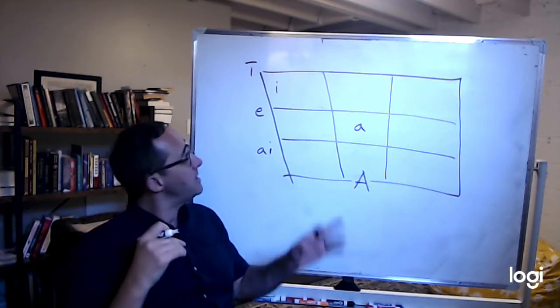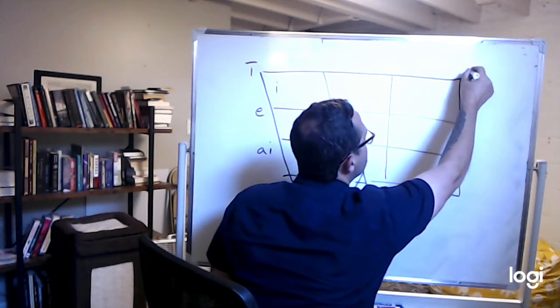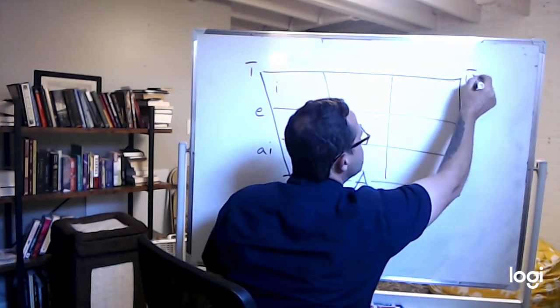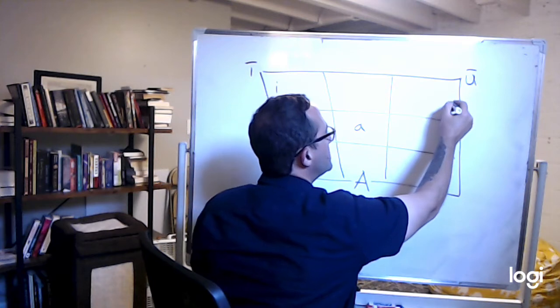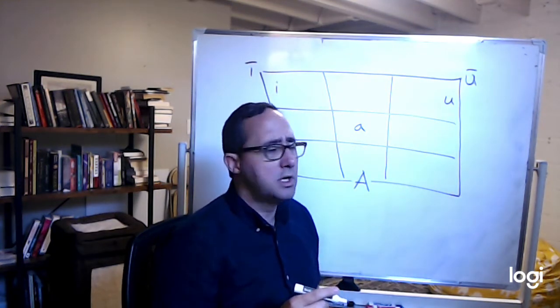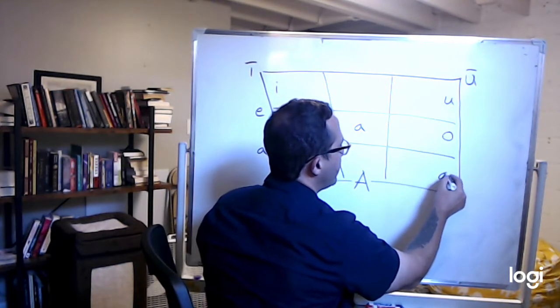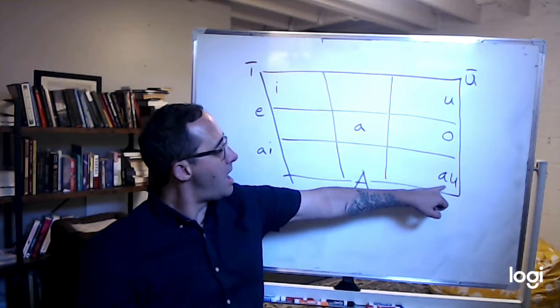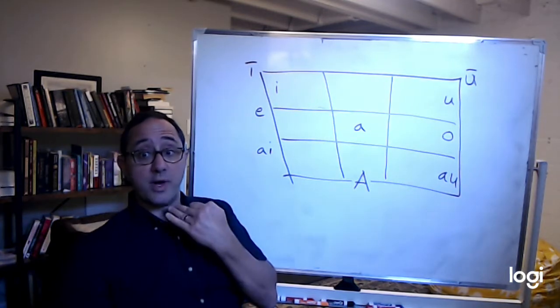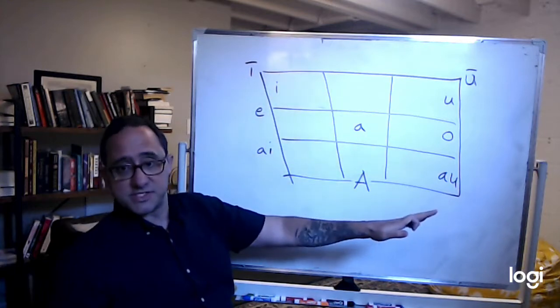Then in the back you have the oo sound. Then you have the o sound, and down here we have ah. Ah is like ah, but it's all the way in the back of the mouth. These are the sounds of Urdu.